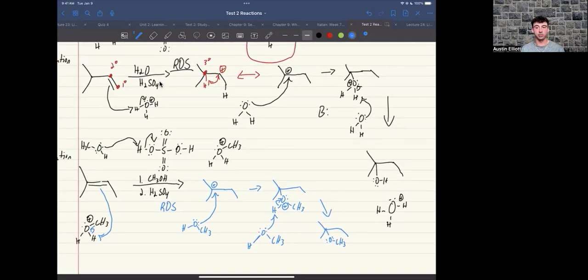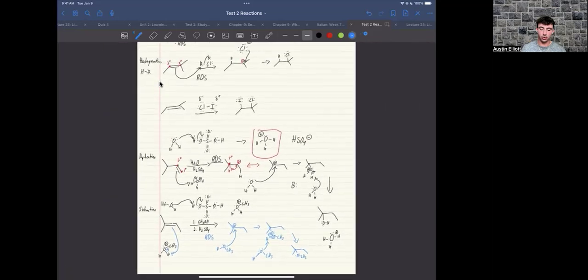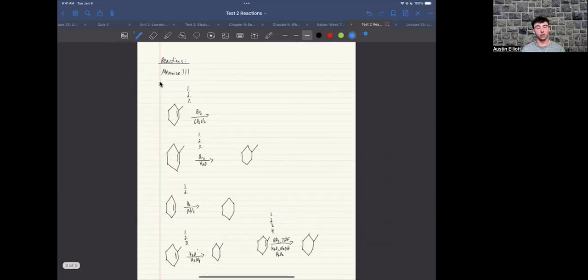A little messy, but the point is there. Practice doing this over and over and over again to make sure that you understand everything. So now we're going to move on to some reactions. So overall with reactions, my best tip, honestly, is just to memorize them.